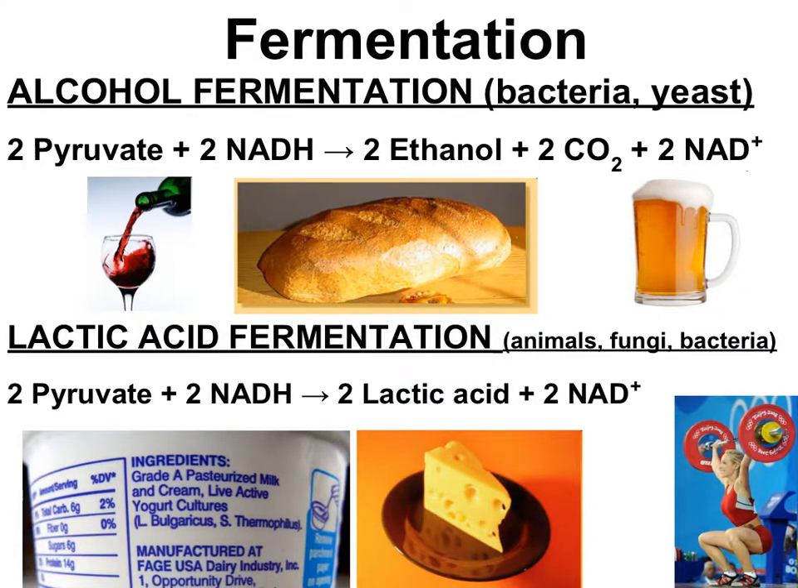Taking a look at the overall equations, you can see that both types of fermentation use the same reactants, pyruvate and NADH. Both processes make one product in common, NAD. The other products are where each process gets its name. Alcohol fermentation makes carbon dioxide and ethanol. Ethanol is an alcohol. Lactic acid fermentation makes lactic acid as a product.